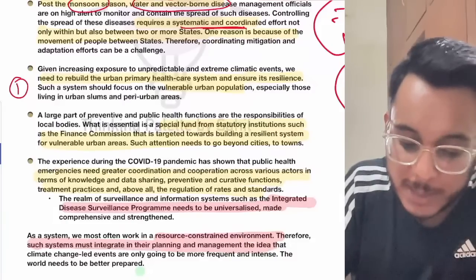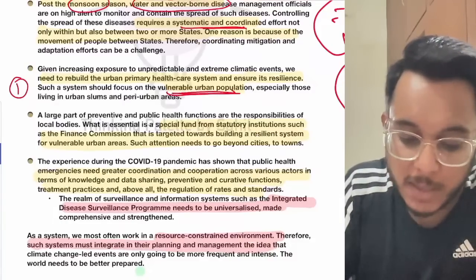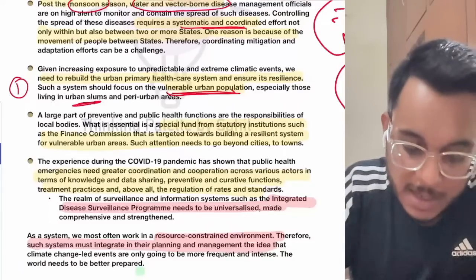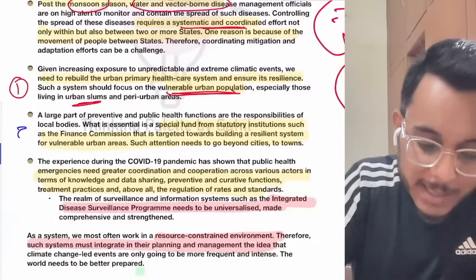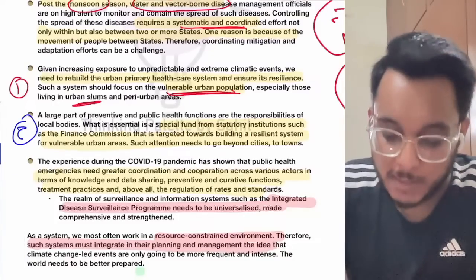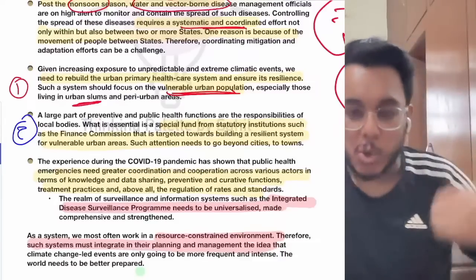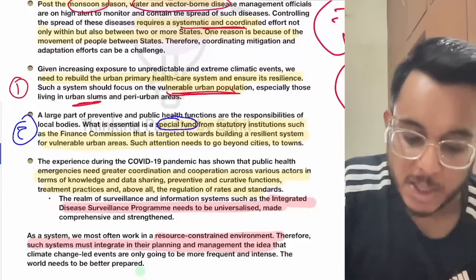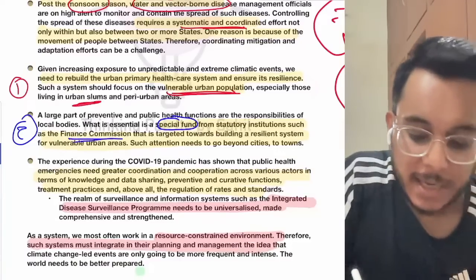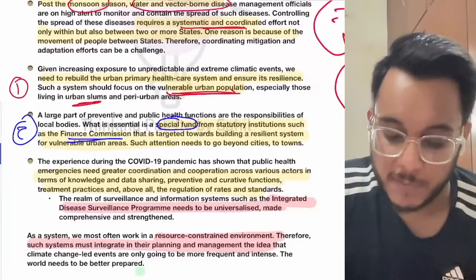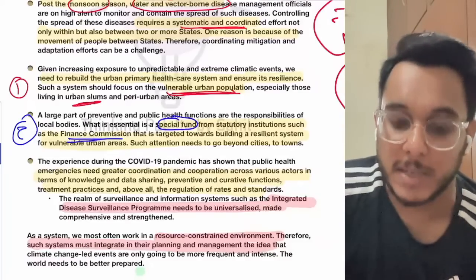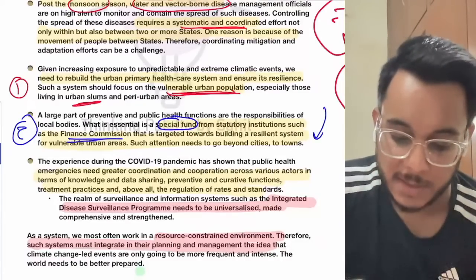Then this system needs to focus more on the vulnerable urban population, particularly people living in slum regions. Secondly, finance has to be given. So there is a need to create a special fund. The Finance Commission can recommend money for such a special fund, and with that money, attention is to be given especially to people in urban areas and slum regions.